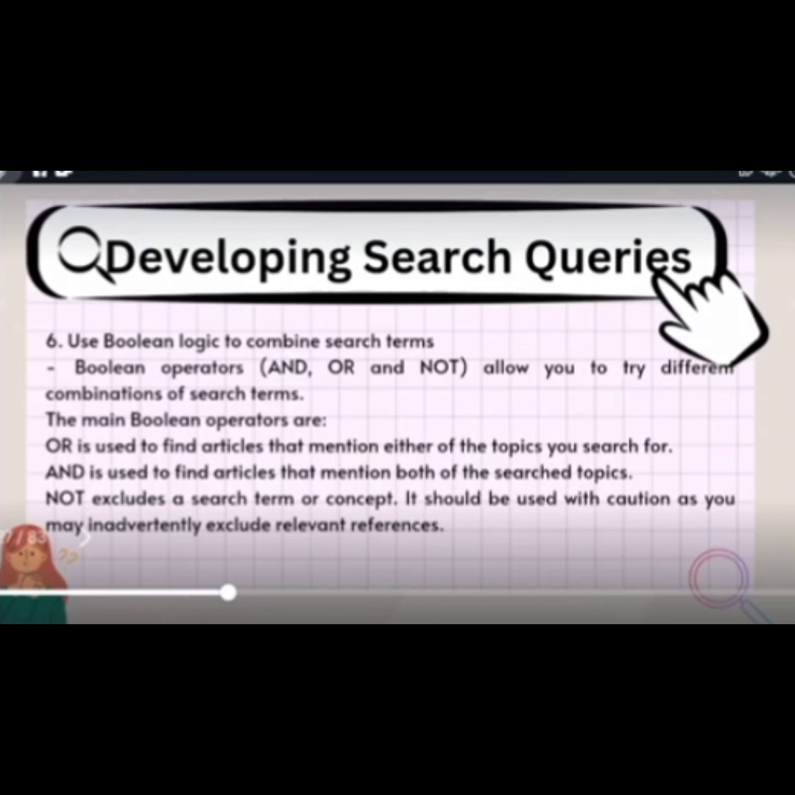Alright, we can say self-esteem AND perseverance, so we'll get articles that only mention both self-esteem and perseverance. Next we have NOT, which excludes a search term or a concept. It should be used with caution, as you may inadvertently exclude relevant references. So caution. Okay, pay attention, read the information.